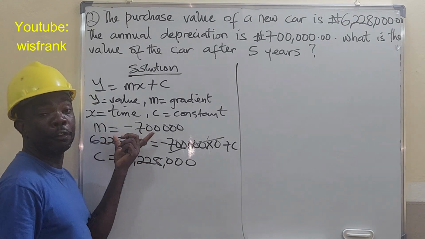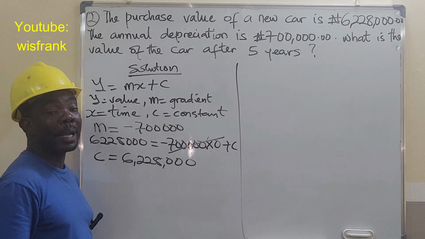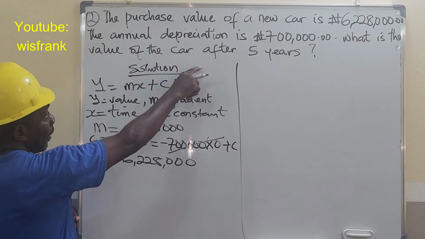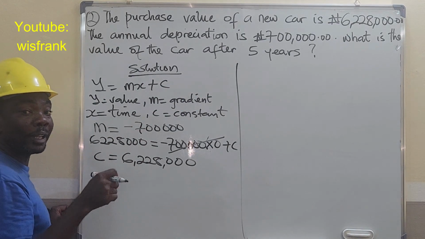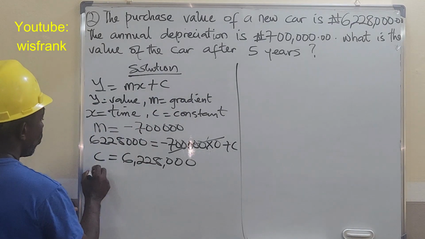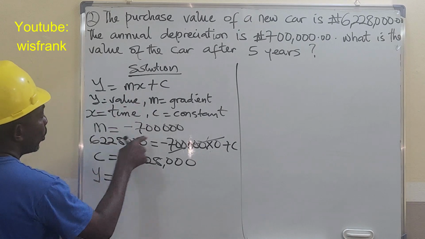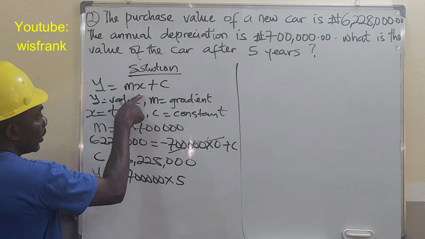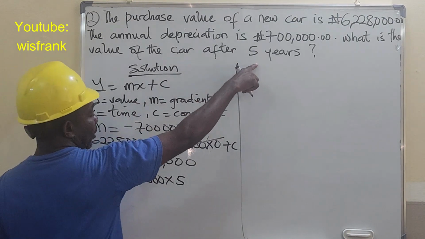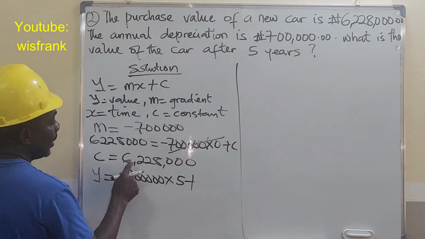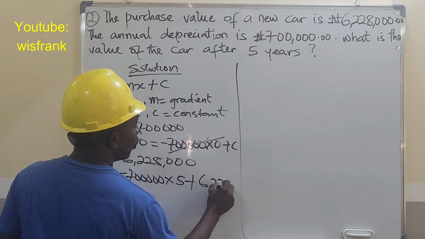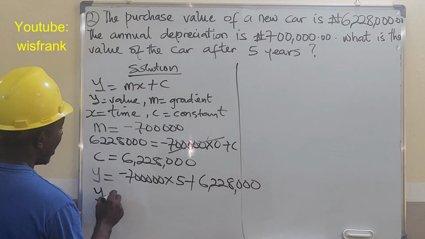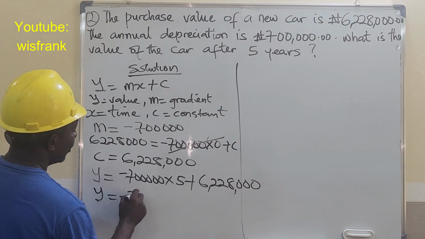We've gotten the value of m and c. So we are going to substitute back into our equation to find the value of y, which is the value of the car after 5 years. y equals m, which is minus 700,000, times 5. The time x here is 5 years. And our c here is 6,228,000.